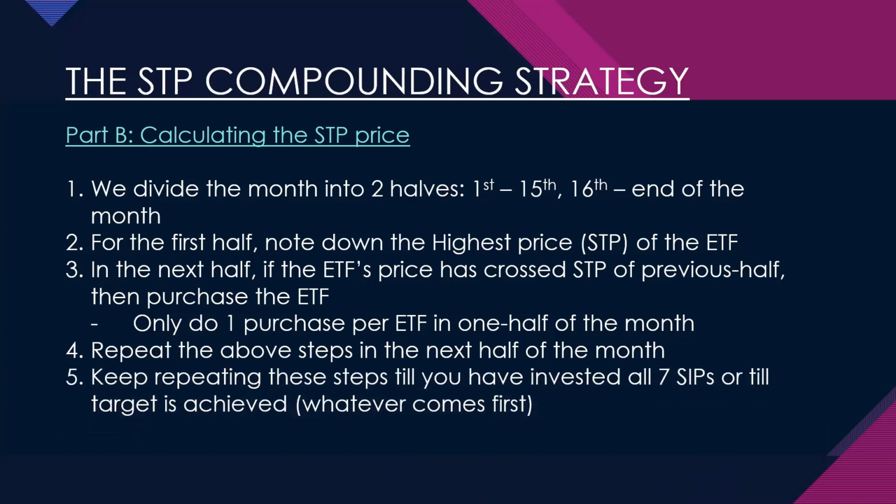And we will keep repeating these steps till we have invested all 7 SIPs or till the target is achieved. So whatever comes first, either we have invested all the 7 SIPs, we are now out of money, we don't have any more money for this ETF, we will just wait for the targets to come. But if the target comes before we have invested all the 7 SIPs, we will just book the profit and we will start again fresh.